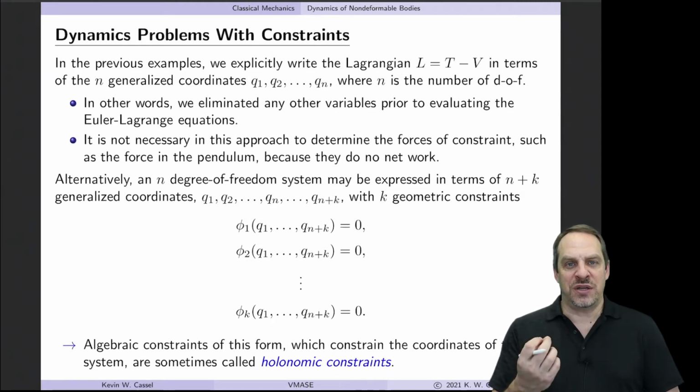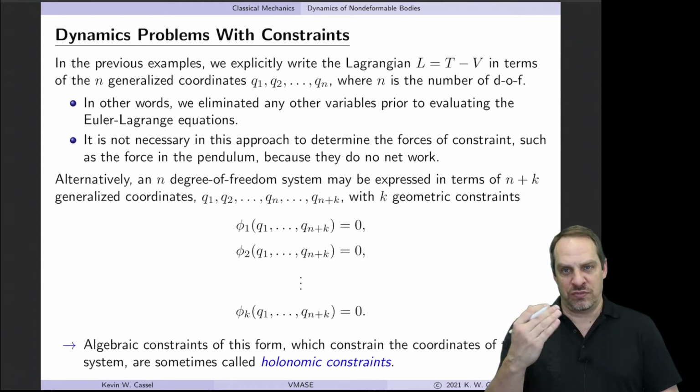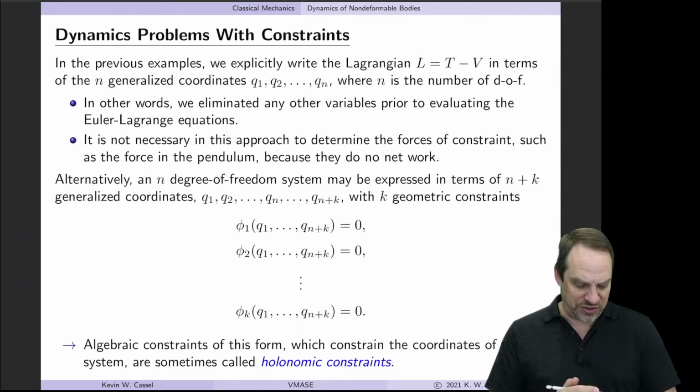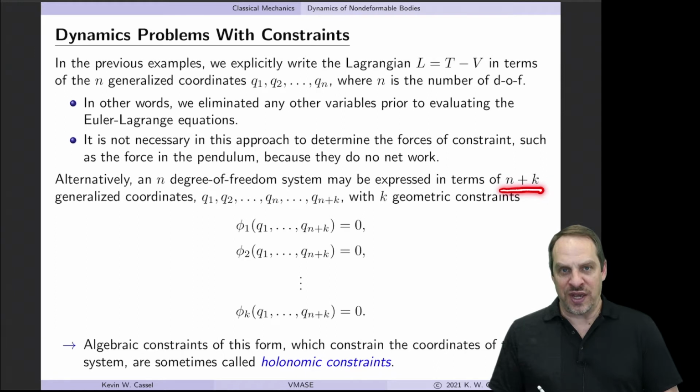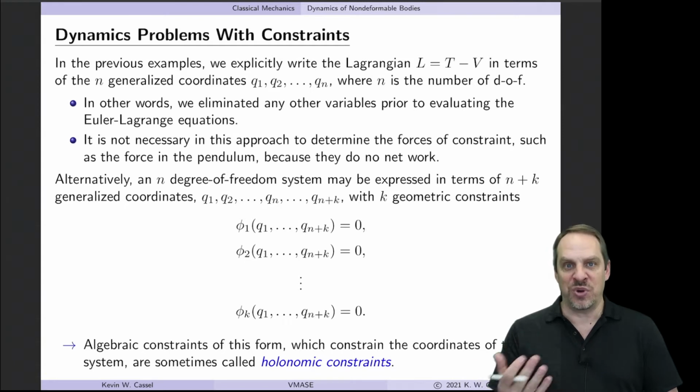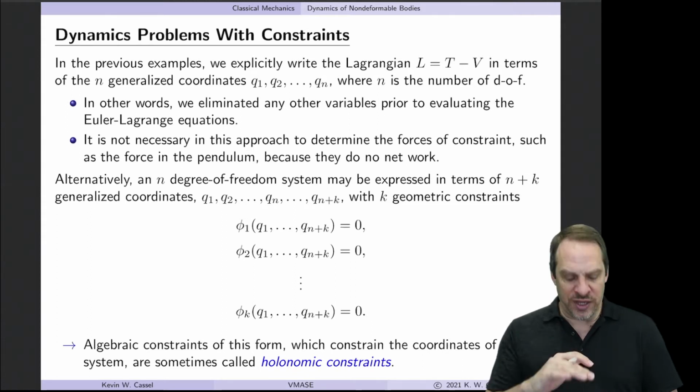Now, instead of eliminating unnecessary dependent variables greater than n, the number of degrees of freedom, we could say we know we have n degrees of freedom, but what if we have k additional constraints? So that would mean we have n plus k dependent variables. n of them are necessary, and there's an additional k that aren't necessary, but we're going to include and then have constraints that take care of the relationships between those extra variables and the others.